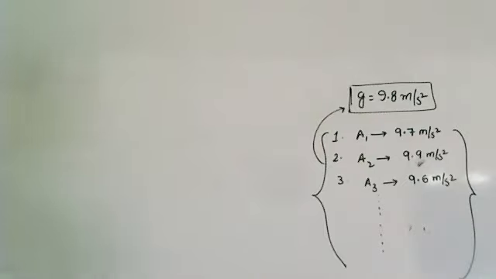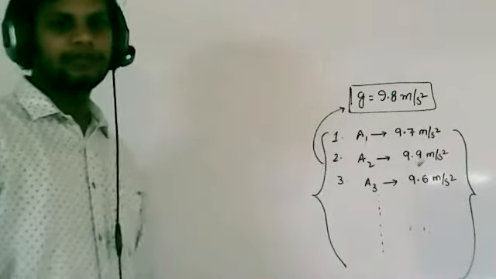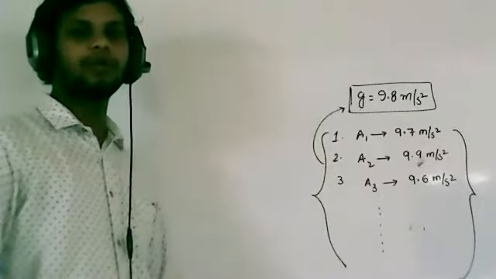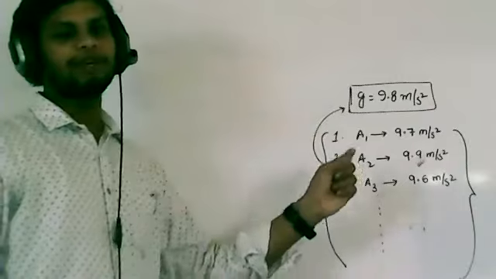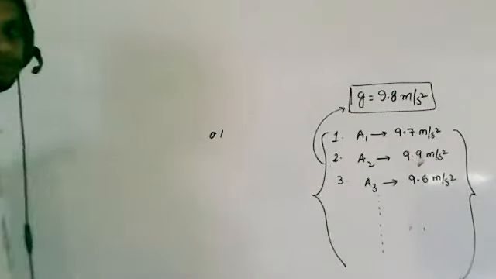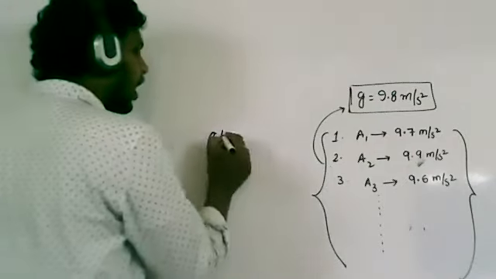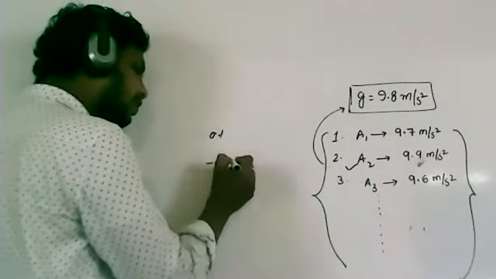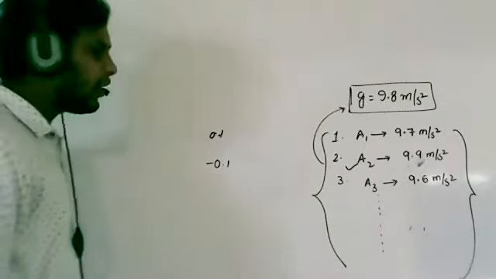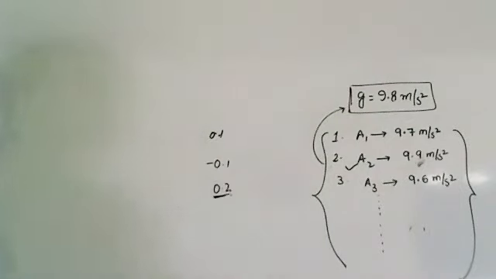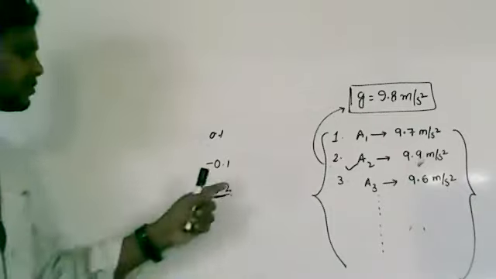Now remember, I will take the individual values. First time, the value I got is 9.7, but the true value is 9.8. The difference between the true value and the individual value is 0.1. For the second value and the true value, I got the difference as, for example, minus 0.1. For the third value and the g value, I get 0.2.